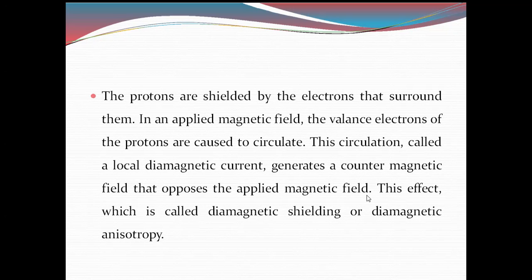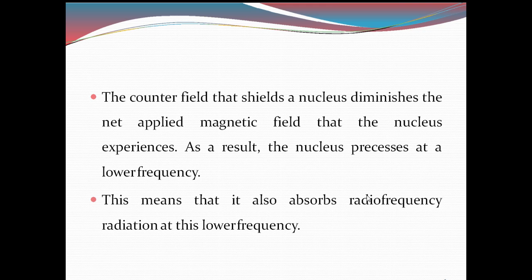So the electrons will rotate around the proton, which causes some current called a diamagnetic current, and that magnetic field opposes the external magnetic field. That shielding is called diamagnetic shielding or diamagnetic anisotropy. The counter field that shields a nucleus diminishes the net applied magnetic field that the nucleus experiences.